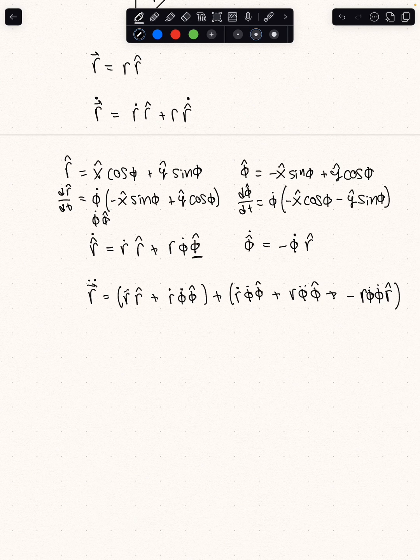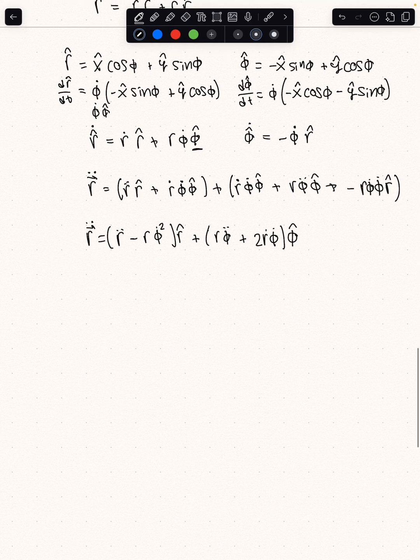Okay, this simplifies, combining the r hats and factoring some stuff out. We have r double dot minus r phi dot squared in the r hat direction, plus r phi double dot plus 2 r dot phi dot in the phi hat direction.